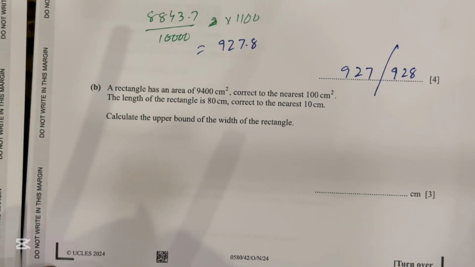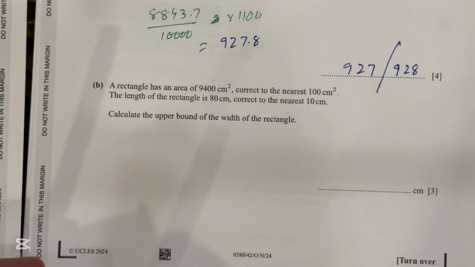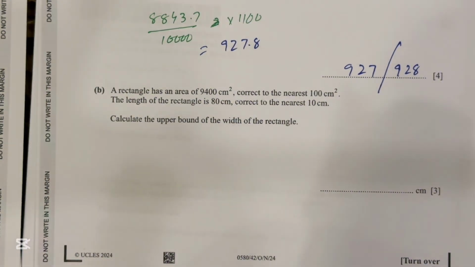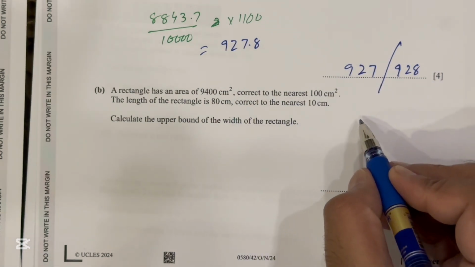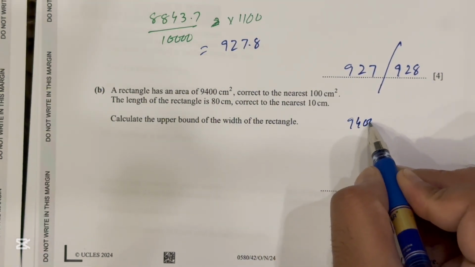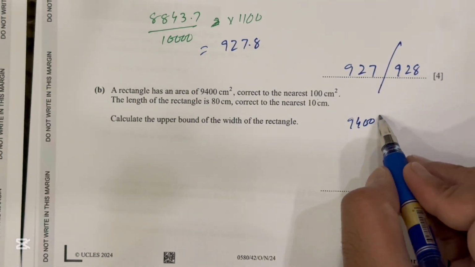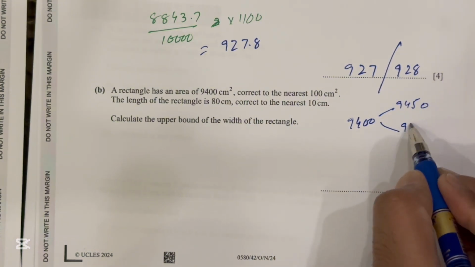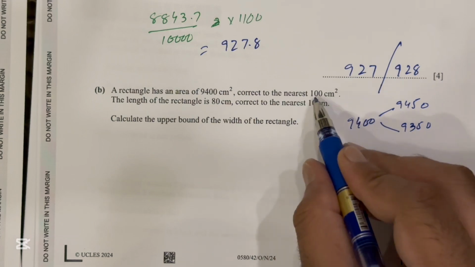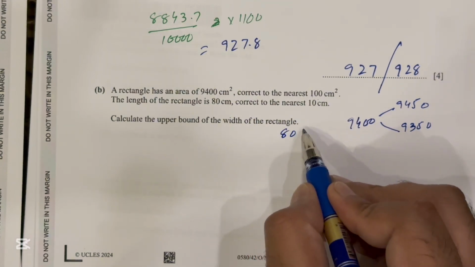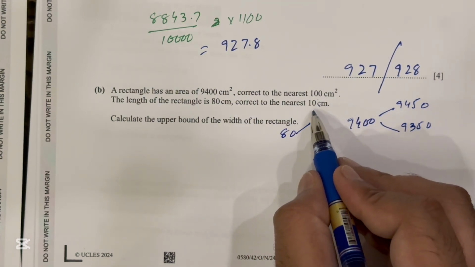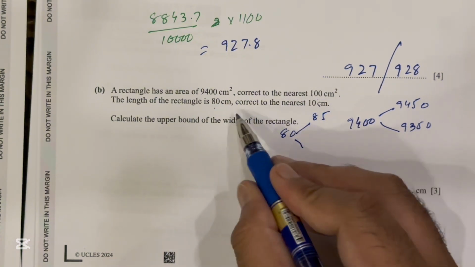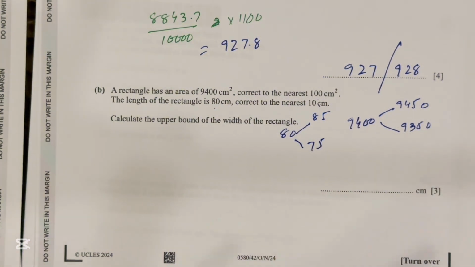The length of the rectangle is 80 centimeters, correct to the nearest 10 centimeters. Calculate the upper bound of the width of the rectangle. So 9400 means 100 divided by 2, its upper bound would be 9450 and its lower bound would be 9350. For 80, the upper bound would be 10 divided by 2, that is 5, then 80 plus 5 is 85, and its lower bound will be 80 minus 5, that is equal to 75.